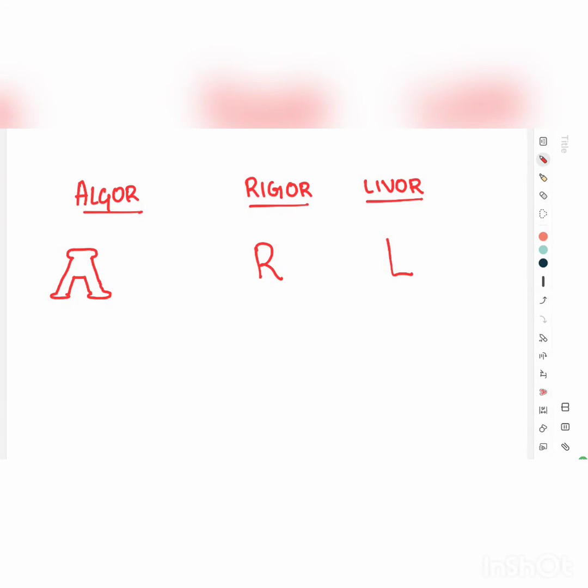So guys, let's begin. As you can see, I've written the first word of each of the three things, A, R and L. And from these we are going to derive how the graphs look. So this is A and the graph for Algor will be like this. Yes, it's that easy. The graph for Algor mortis is like this.